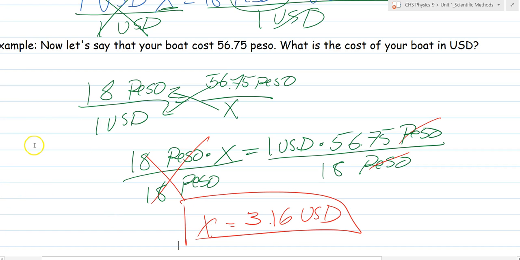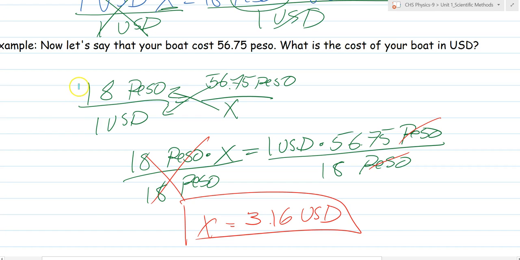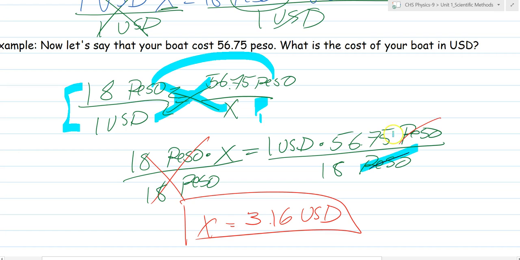All right, so here's what I got. I'm going to use a highlighter. I started with my conversion factor, and since this is equal to each other, I matched peso with peso, and I knew that I was going to be looking for US dollars. I multiply what's across from each other, so I get 18 times X equals 1 US dollar times 56.75 pesos. Do my algebra. I divided both sides by 18 pesos, crossed out pesos, and was left with US dollars. 1 times 56.75 divided by 18 gives me my final answer right here.